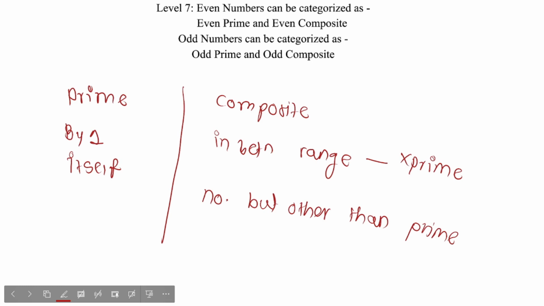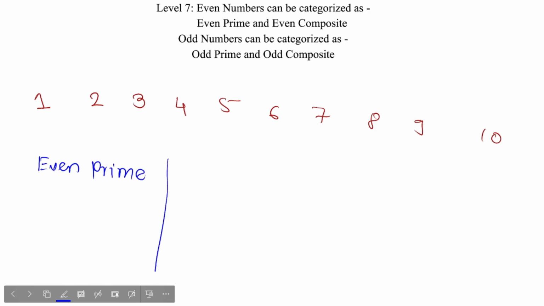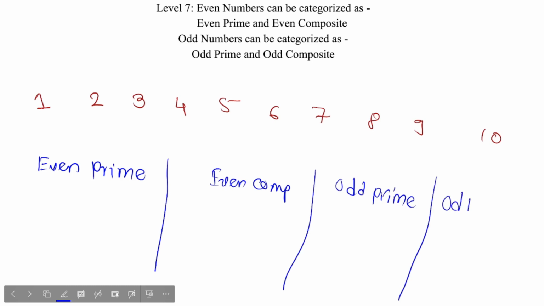Now let's see what is even prime, even composite, odd prime and odd composite. So friends, let's understand in this way. Let's take the numbers 1 to 10: 1, 2, 3, 4, 5, 6, 7, 8, 9, 10. Now make 4 categories. What are those 4 categories? Even prime, then we have even composite, then we have odd prime, and we have, friends, odd composite.